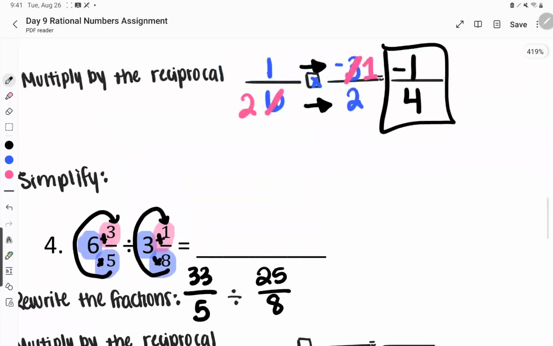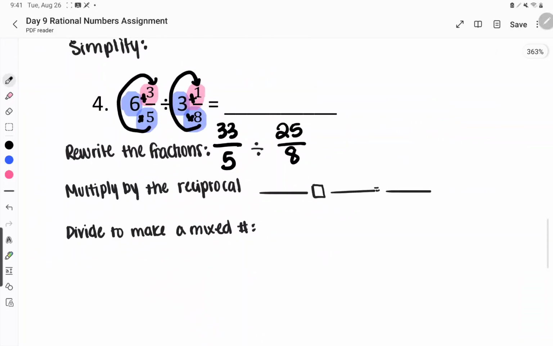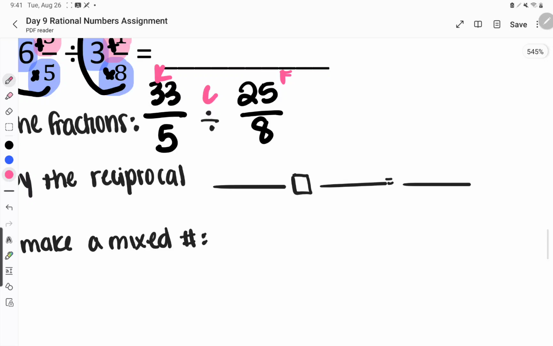Remember, we can't divide fractions, so we have to multiply by the reciprocal, which is another name for keep, change, and flip. So we keep 33 over 5.